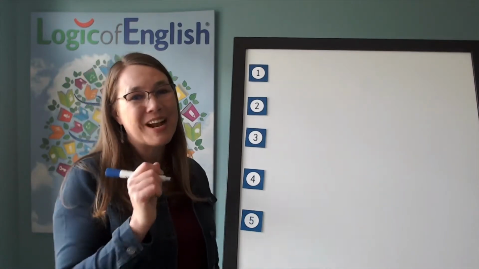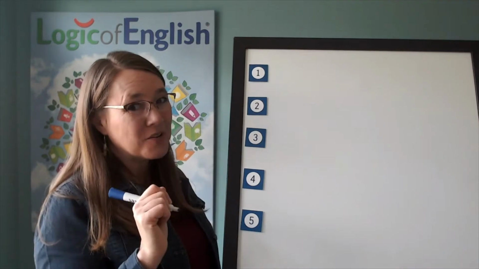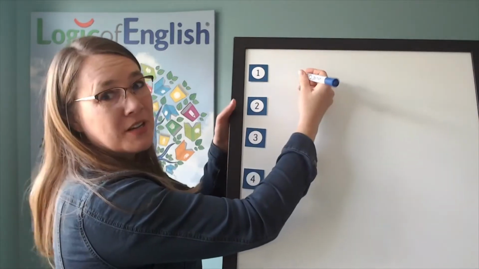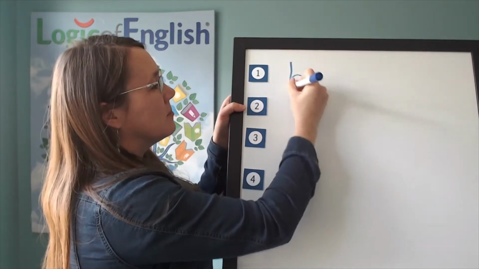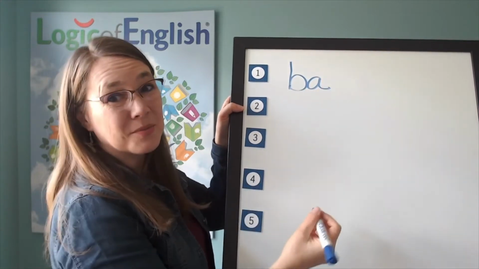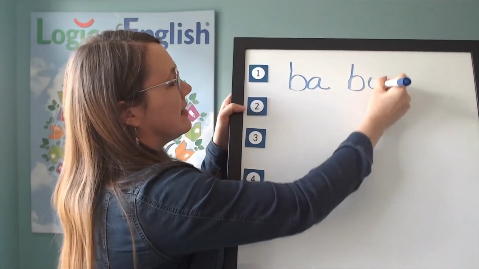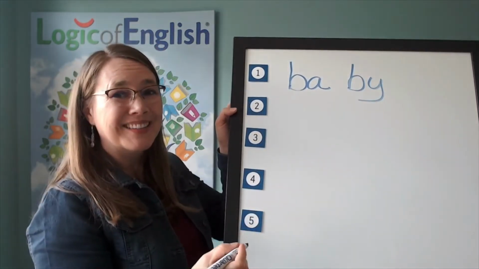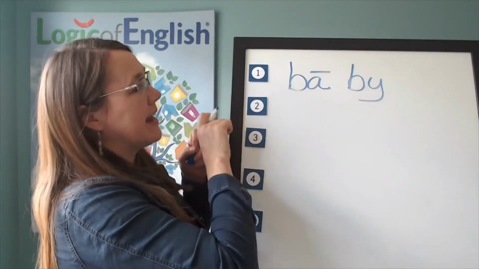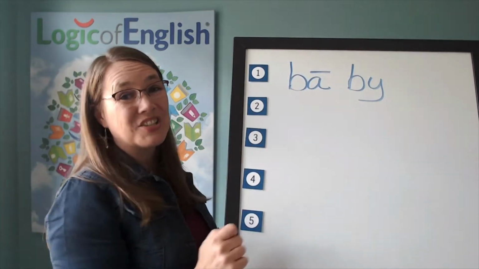Love how you sounded it out. Now help me to write it. Sound it out nice and loud so I can hear you. All right, first syllable is bay. B-A. Second syllable is B. B-E. And how will we mark it? You're right. We'll put a line over the A.